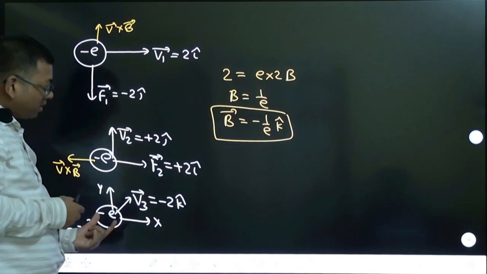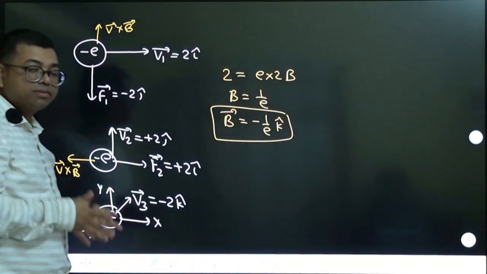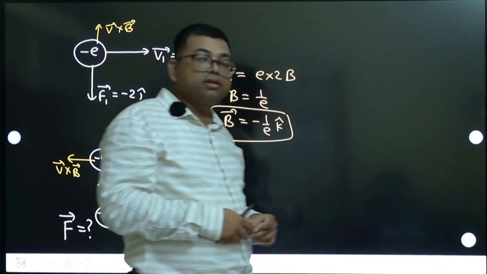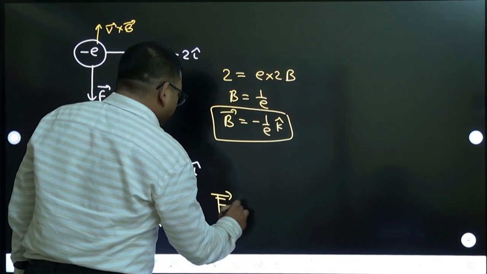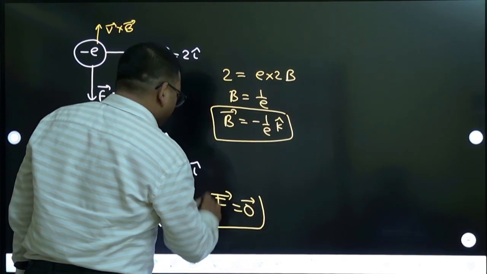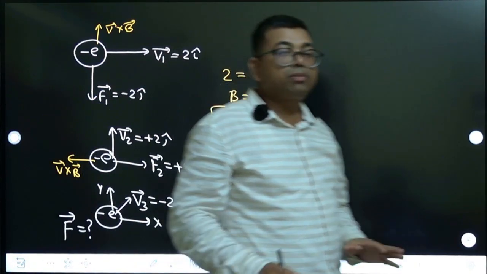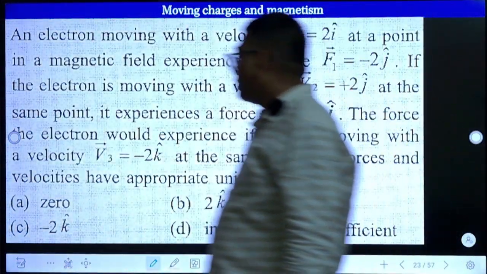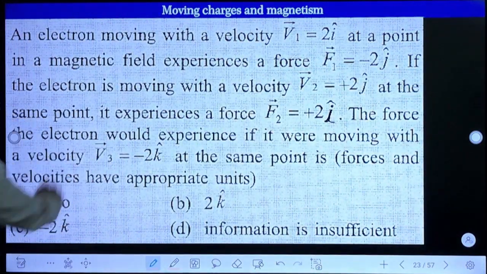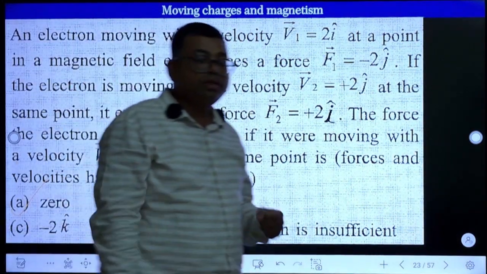Then now if the velocity is given along minus k cap, it means the velocity is parallel to the magnetic field, so no force will be there. So the force vector in the third case is going to be the 0 vector. That's all. Zero force will be there, that will be the answer. Let us match that. So the answer will be option A. Fine. So I hope this is clear, right?